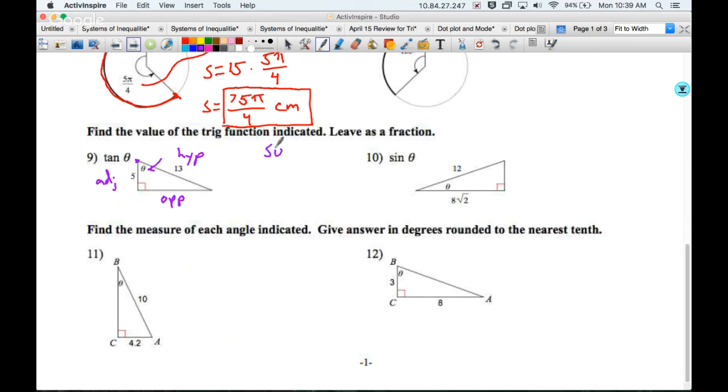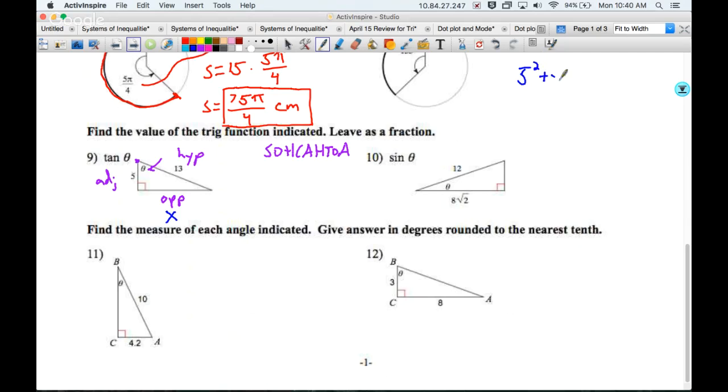According to SOHCAHTOA, tangent is equal to opposite over adjacent. So I need to do this opposite length here divided by this adjacent. But I don't know this opposite length. So to find this opposite length, I'll label it x and then use the Pythagorean theorem. I'll do that over here.